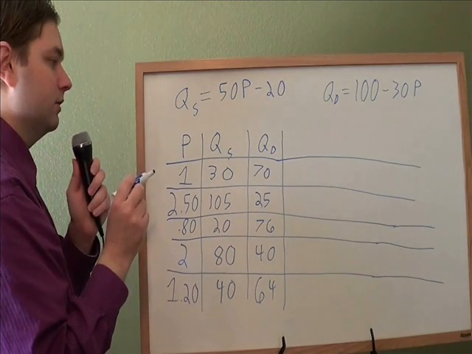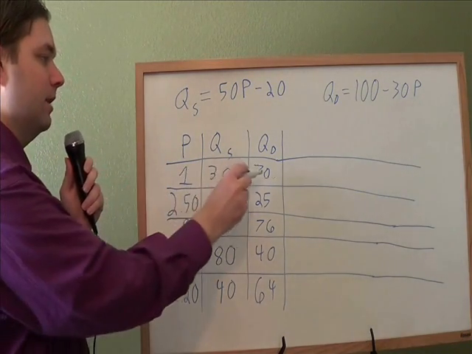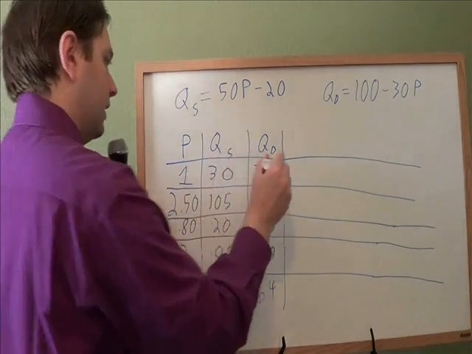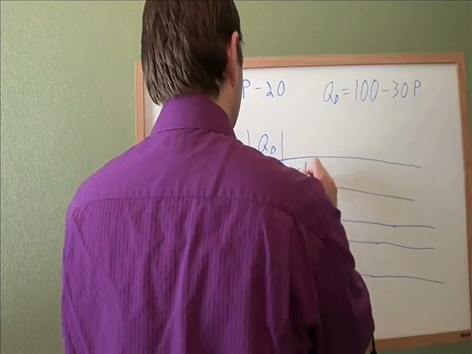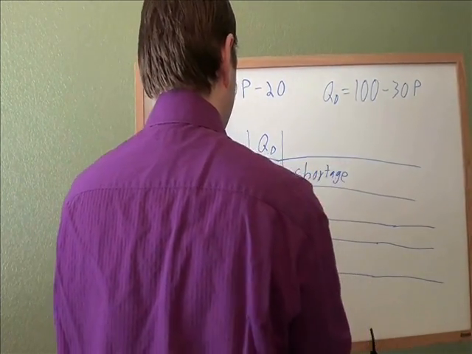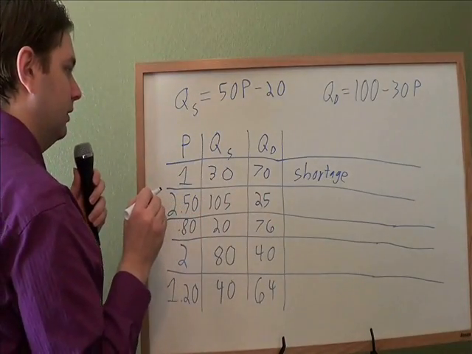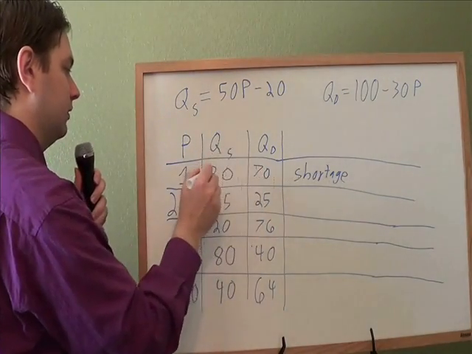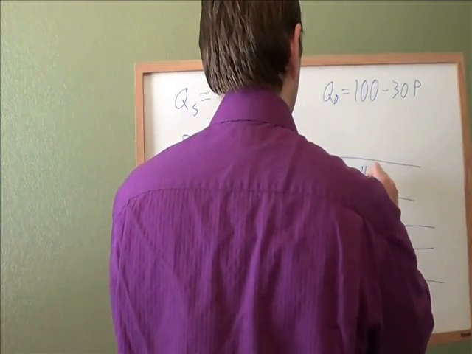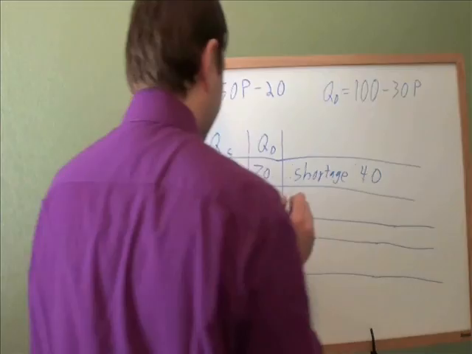So is that a surplus or a shortage? Well, that's a shortage. People want to buy 70, but the gas station can only be bothered to go out and get 30. So that is a shortage. And then how much of a shortage is it? Well, people want 70. Gas stations only want to sell 30. You subtract those, and that is a shortage of 40 candy bars a week.